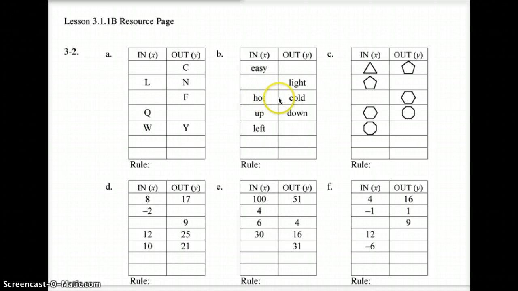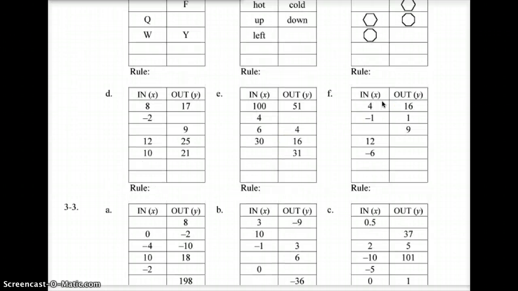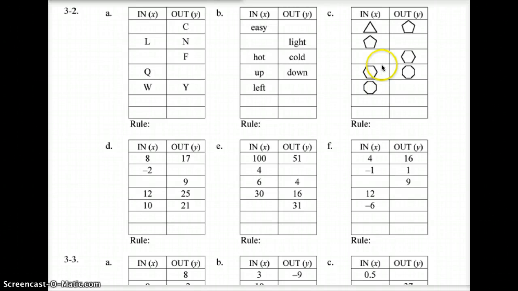On B, hot, cold, up, down. Hey, it looks like we're doing opposites. So please fill in the opposites and then come up with 2 creative opposites of your own. For C, you're going to do the same thing. Figure out what the rule on C is and fill that in.